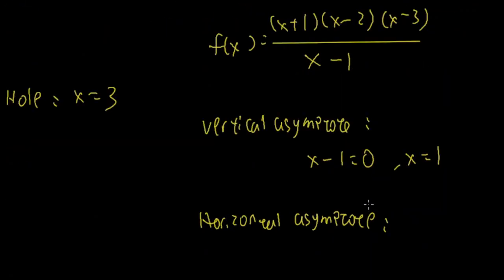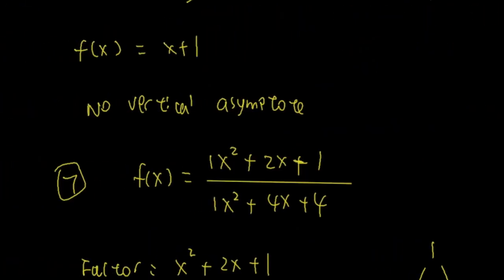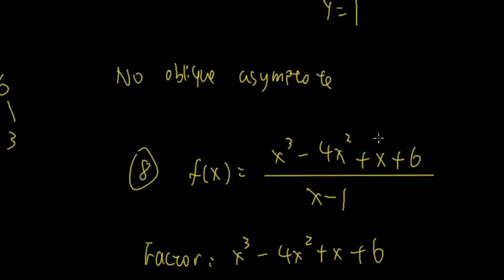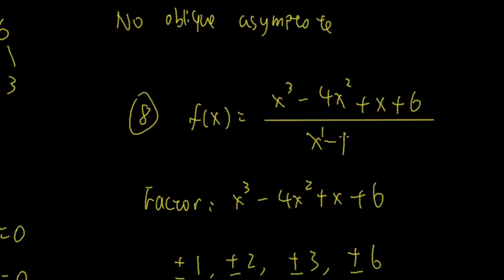In this case, the highest degree of power in the numerator is greater than the highest degree of power in the denominator. So there's no horizontal asymptote. Do we have an oblique asymptote then? But the highest degree of power in the numerator is not exactly 1 greater than the highest degree of power in the denominator. So you don't have an oblique asymptote either.